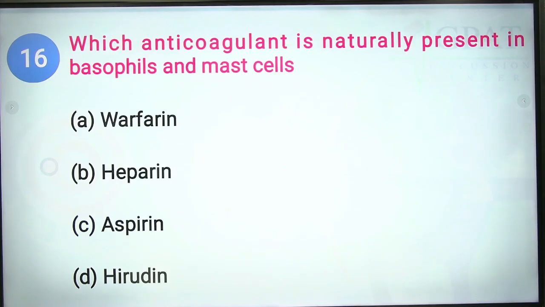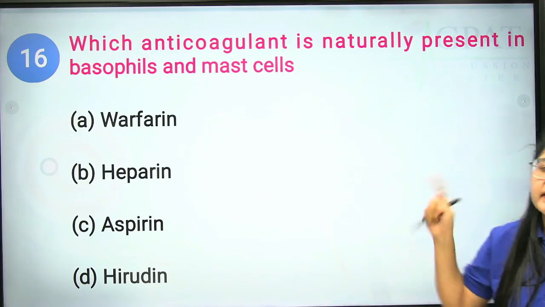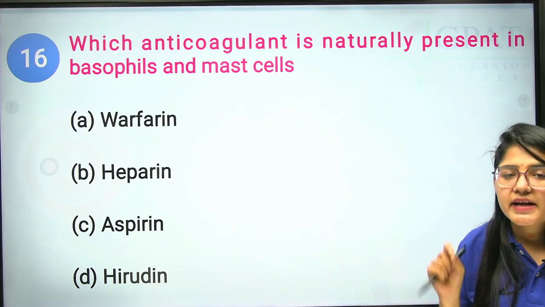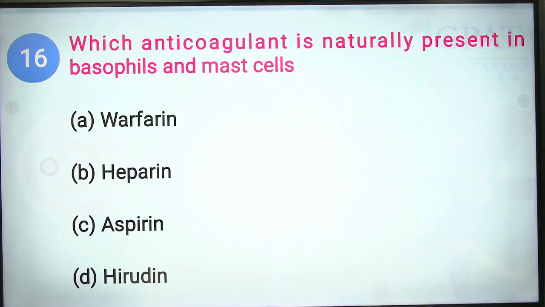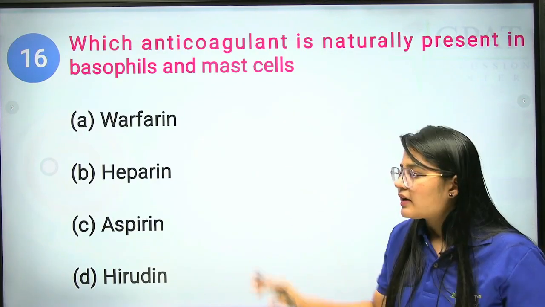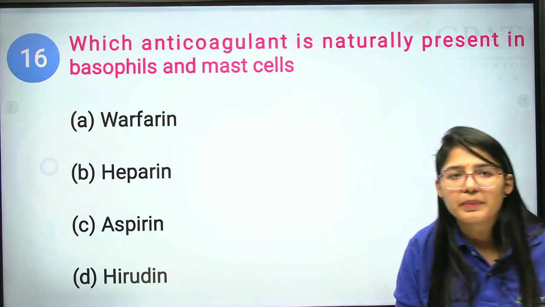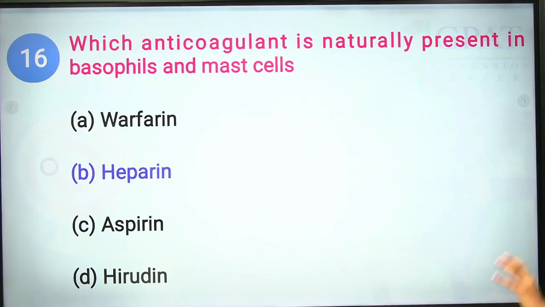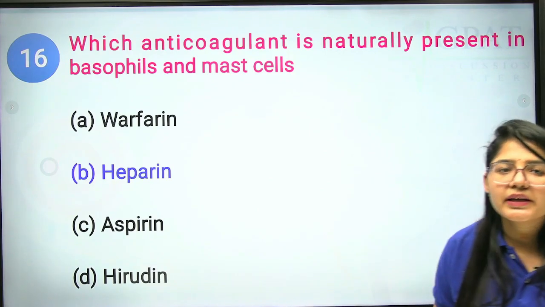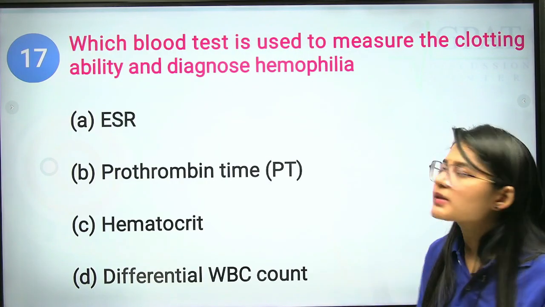Next question. Which anticoagulant is naturally present in basophils and mast cells? Okay, heparin. As I informed you earlier, heparin is a naturally occurring anticoagulant present in your body, but warfarin is a synthetic anticoagulant, as well as aspirin is a thinning agent. So the correct answer will be heparin, that is present in your basophils and mast cells, which occurs naturally in your blood.